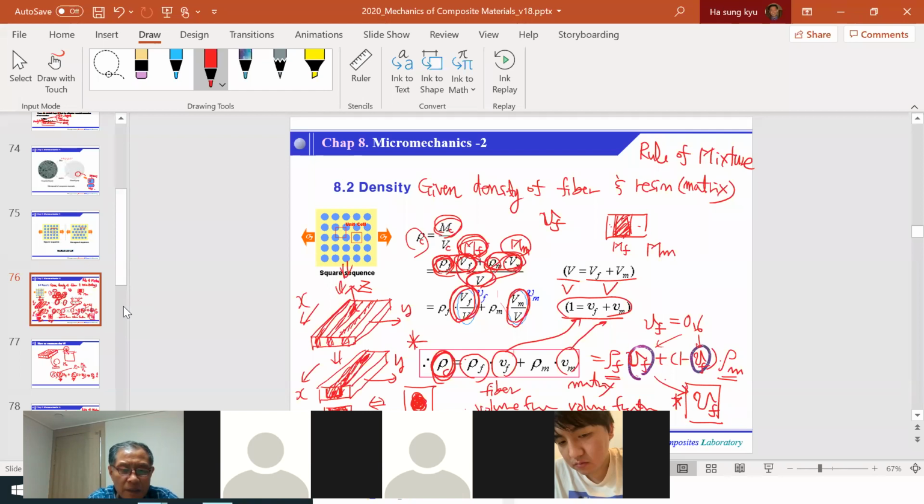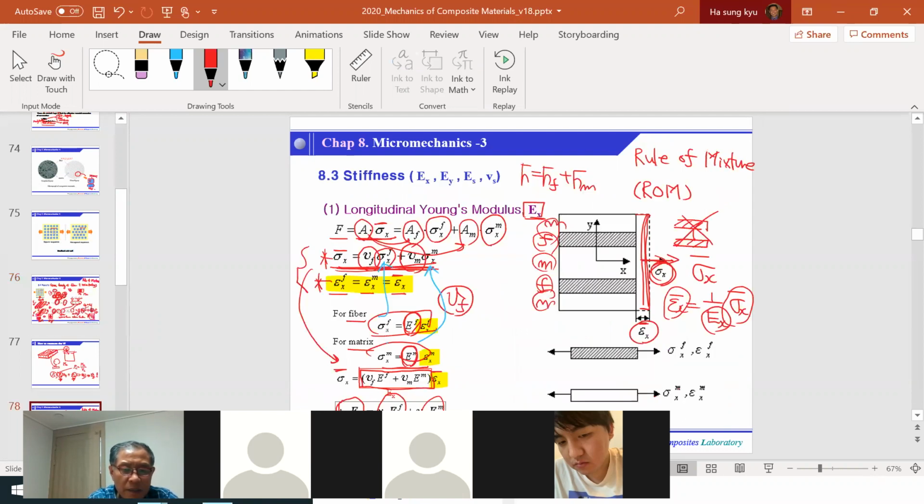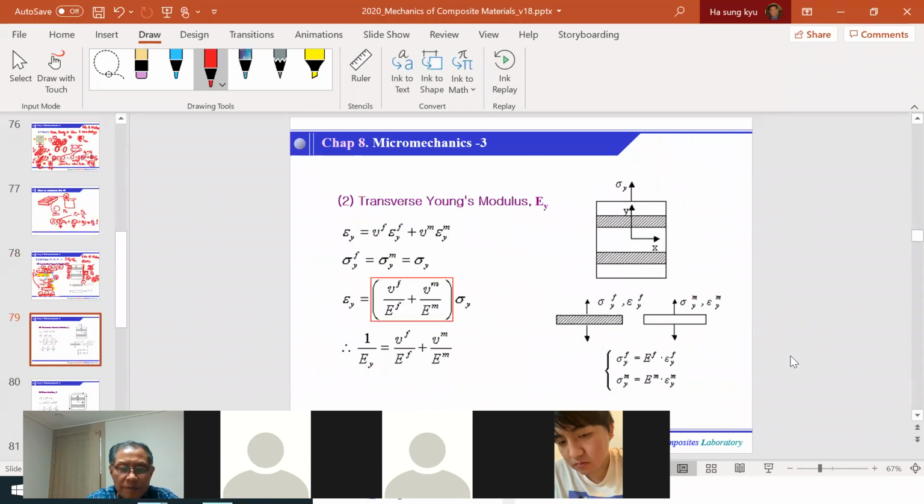Composite density is a simple rule of mixtures of the fiber density and resin density. And notice that the x-directional stiffness follows the same rule of mixtures: fiber stiffness times the fiber volume fraction, and so on. Okay, so these are the procedures for homogenization.